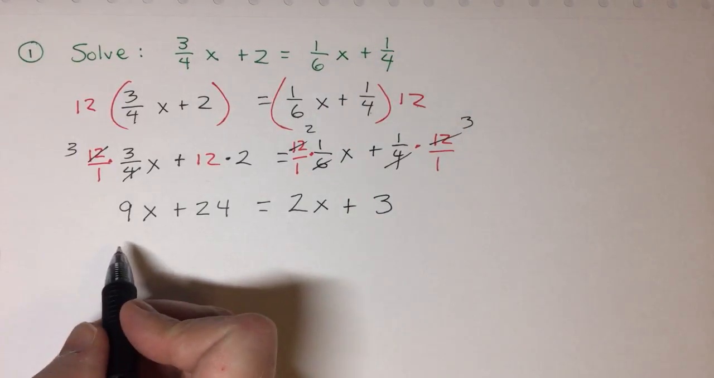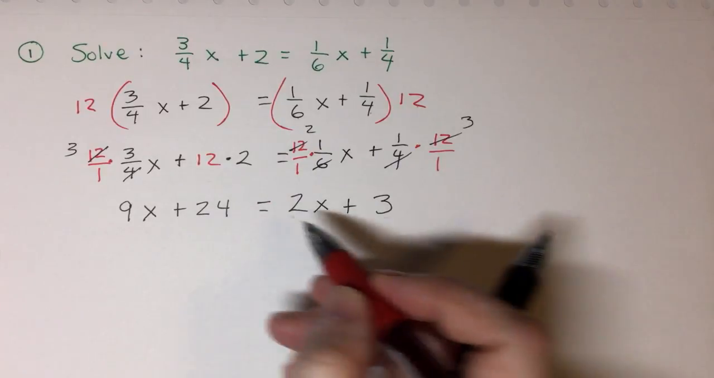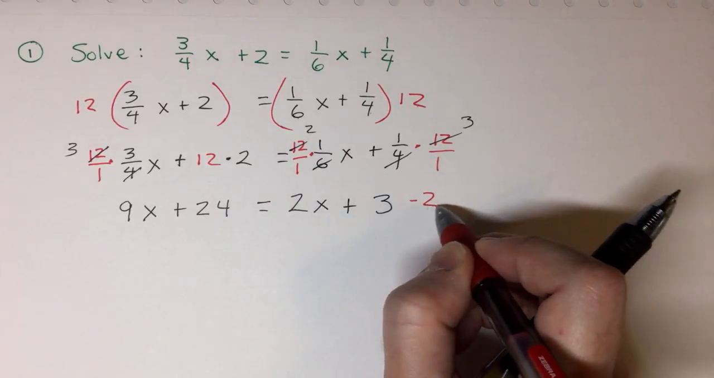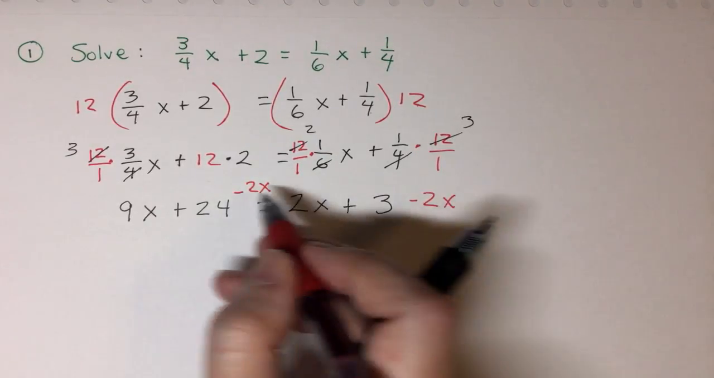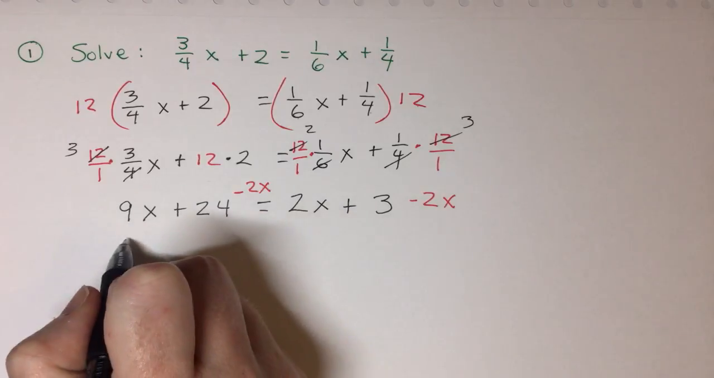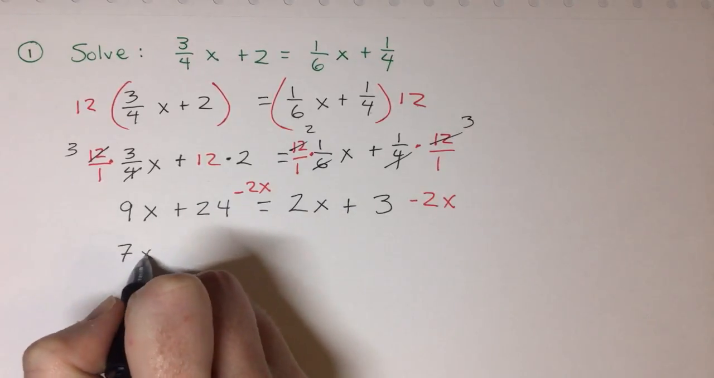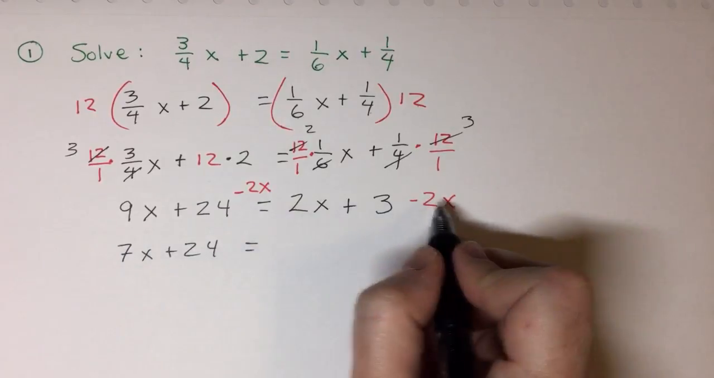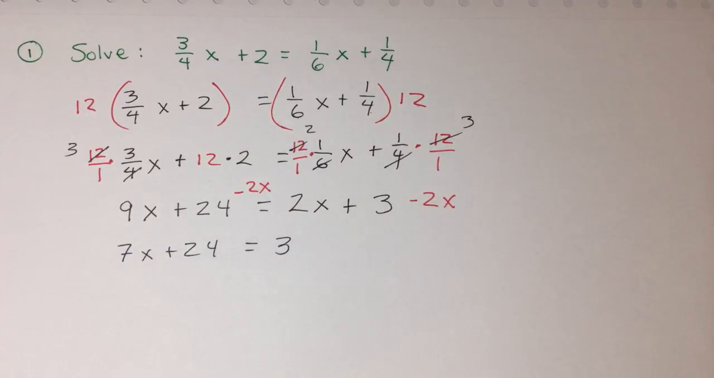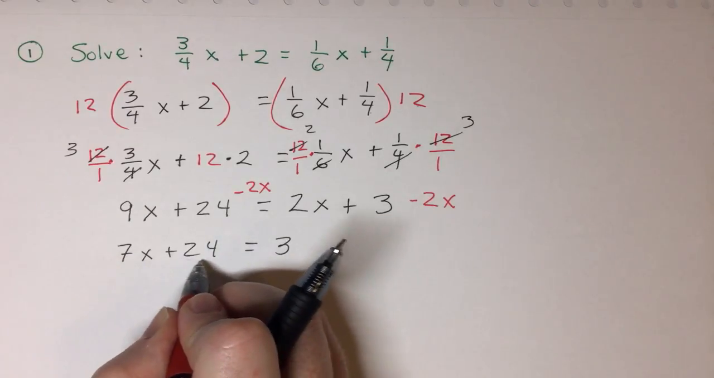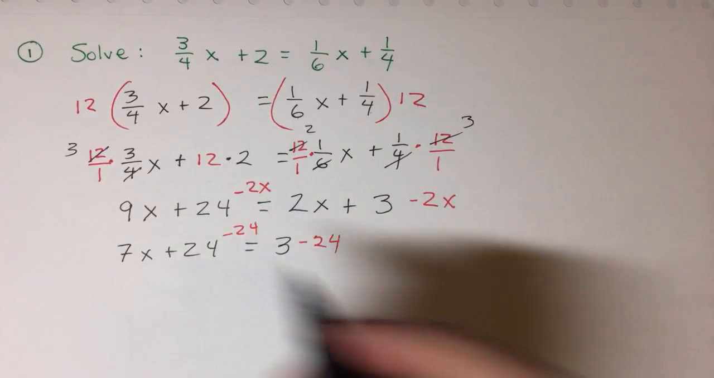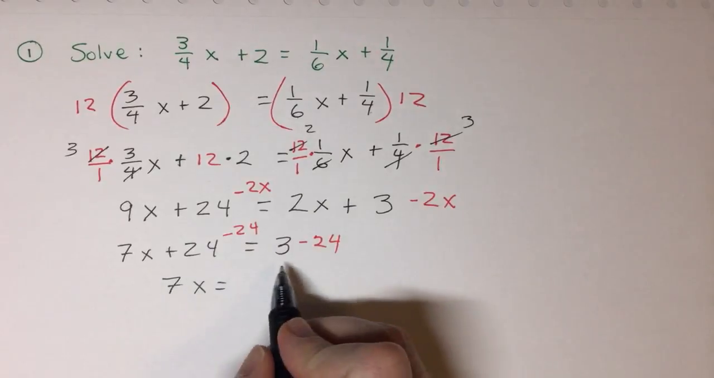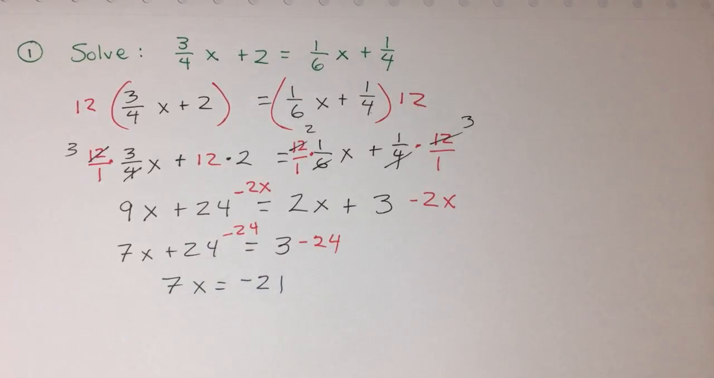So here, variables on one side, constants on the other. To get rid of this 2x, I'm going to subtract 2x. You notice I'm leaving a little bit of space at least and showing in another color what I'm doing on both sides. 9x minus 2x is 7x. 2x minus 2x is 0, leaving just the 3. Variables are on one side. Move the constants to the other. I want to get rid of this positive 24, so I will subtract 24. 7x equals 3 minus 24, which is negative 21.